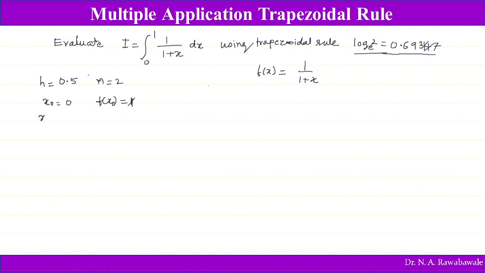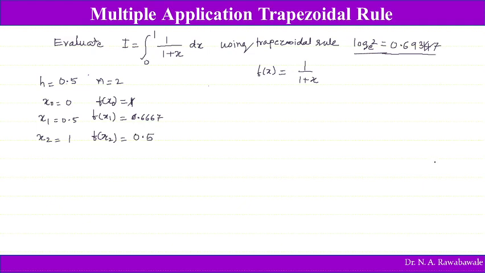Now, if in one step we take x1 value as 0.5, then f of x1 is equal to 1 divided by 1.5, which is 0.667. And for x2, if we take the second step as 1, then f of x2 becomes 0.5.